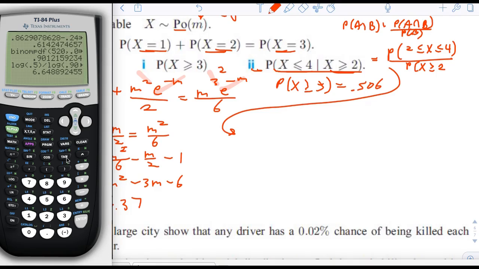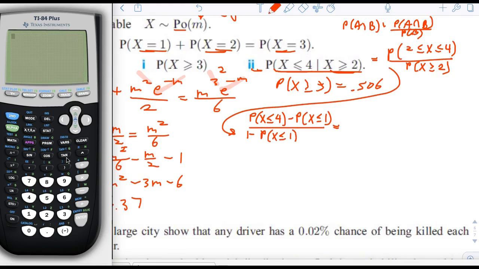So let's continue that here. The probability that x is between 2 and 4, since the calculator can only do the probability of x less than or equal to something, would be equal to the probability that x is less than or equal to 4 minus the probability that x is less than or equal to 1. If we subtract that, that will give us exactly the probability between 2 and 4. And then we divide that by the probability that x is greater than or equal to 2. The calculator can't do that, but it can figure out less than or equal to 1. So the bottom will be 1 minus the probability that x is less than or equal to 1. So let's figure out some of these.